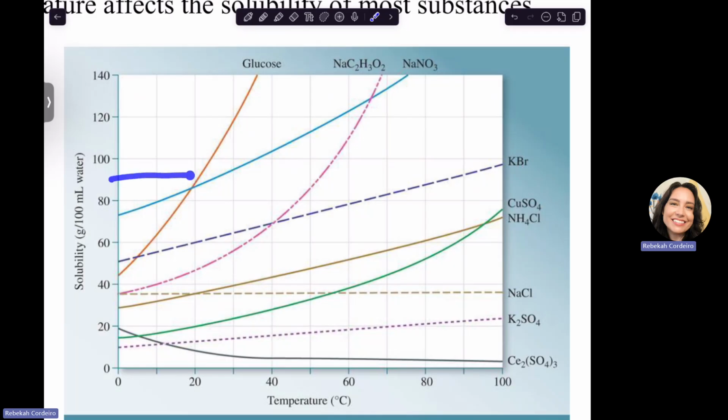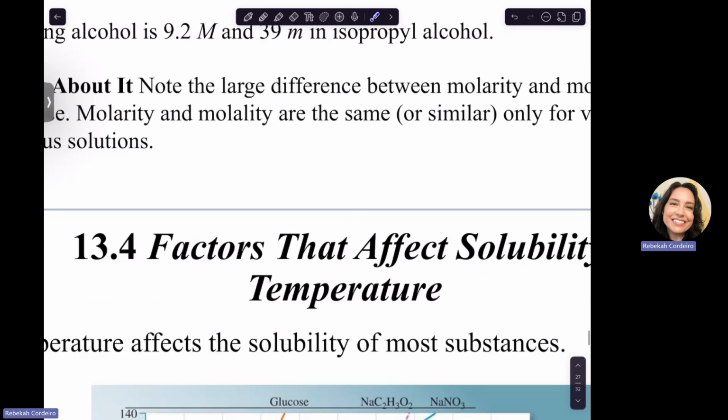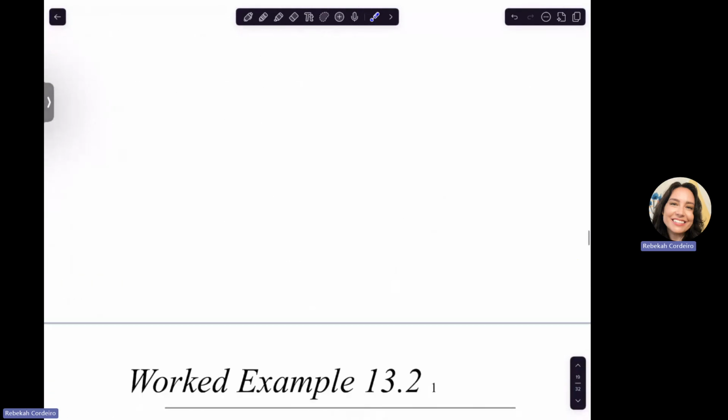If we added exactly 90 grams of glucose in 100 milliliters of water at this temperature, then that would be saturated. You can't add any more. That's the max you can add at that temperature of that substance. And then we'll talk about what's called a supersaturated solution, where we actually fit more in that gap. I just wanted to show you that. I think it's helpful just to see that first.